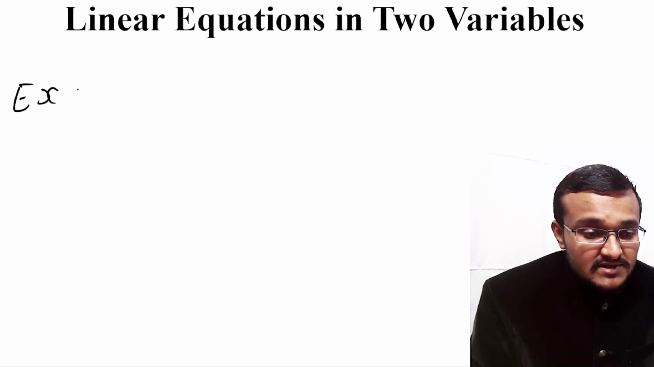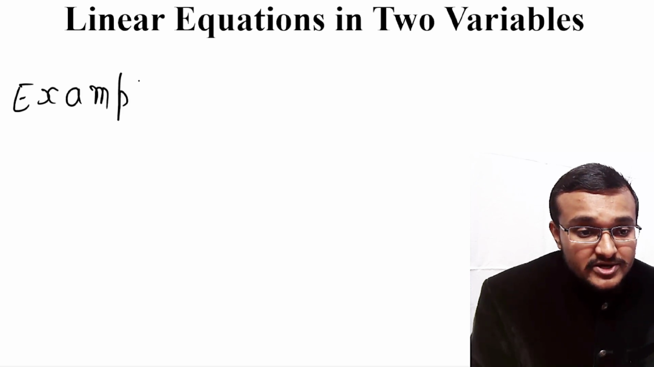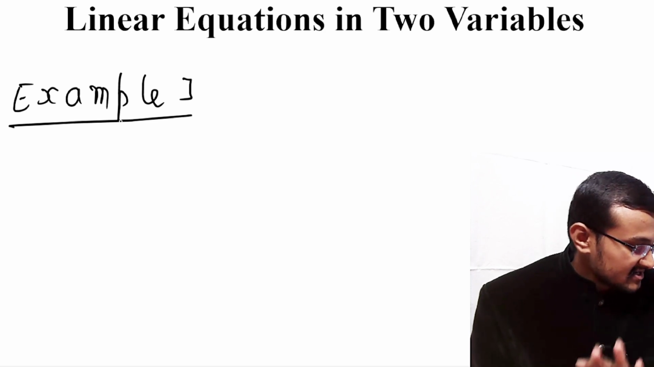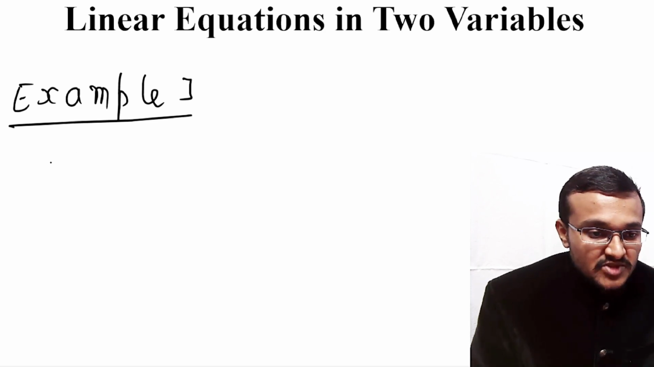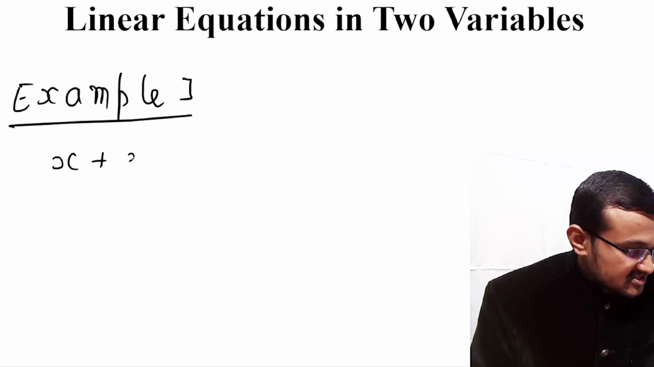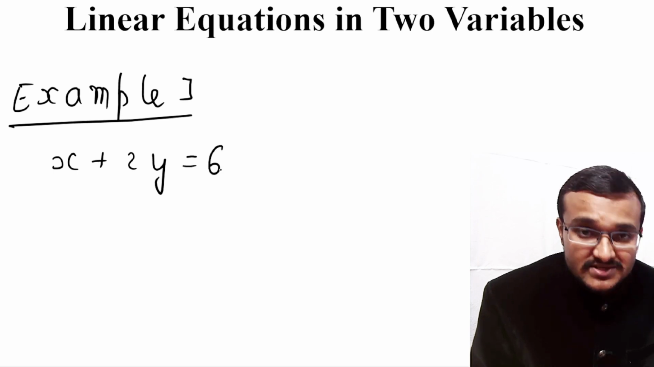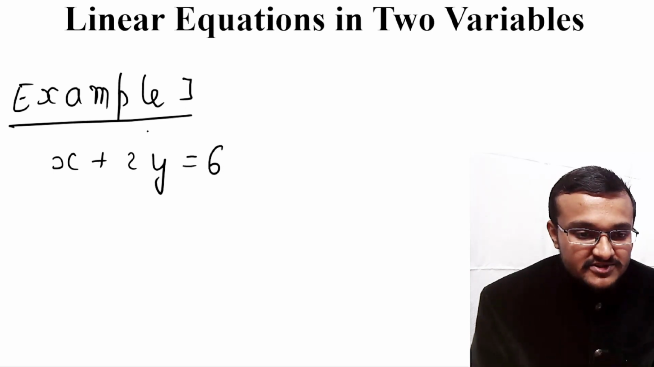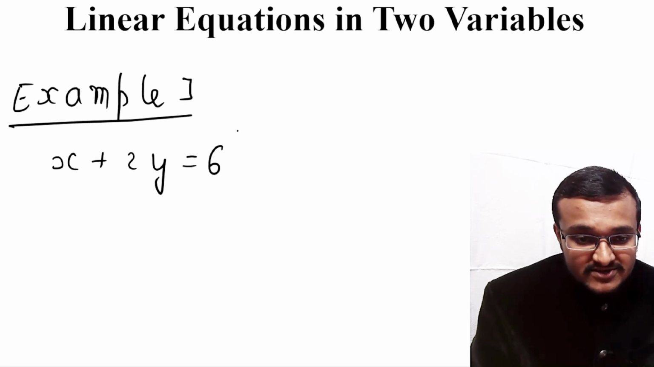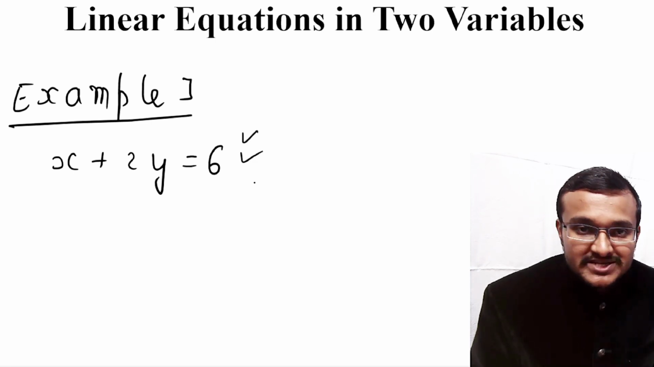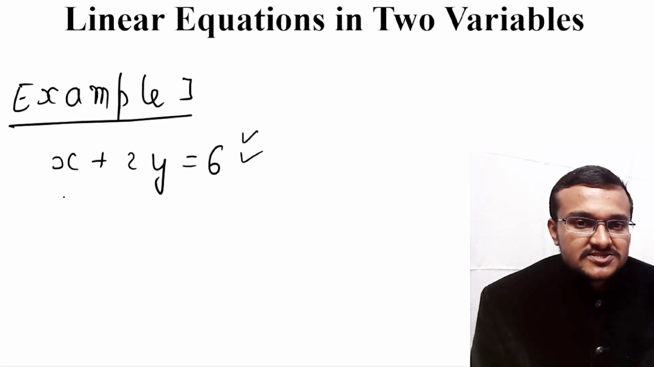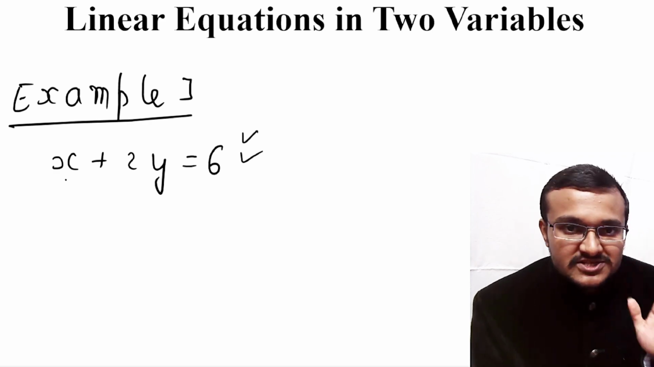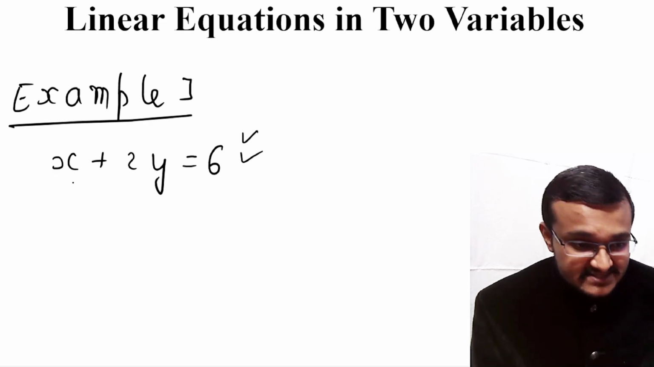The next example. So now we will look into example 3. So in example 3, you have a particular linear equation in two variables, that is x plus 2y is equal to 6. And here you have to find four different solutions for this particular linear equation in two variables, that is x plus 2y is equal to 6. So the simplest way to find four different solutions is, two solutions you can find very easily.